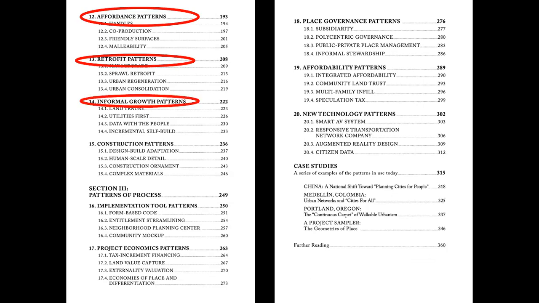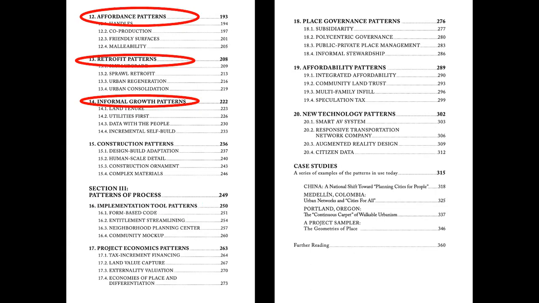Growth patterns of various kinds, how to, for example, when you're dealing with slums and informal settlements, give people land tenure so that they can actually make improvements that are under their control and not confiscated or bulldozed or taken over by somebody else.